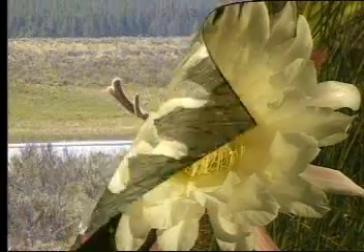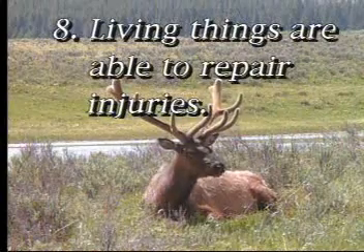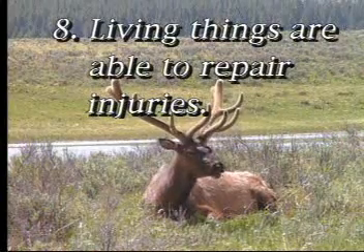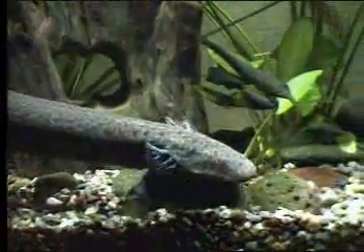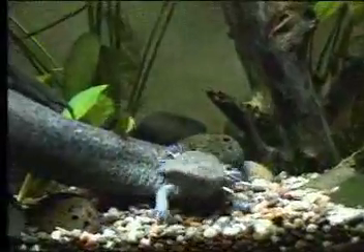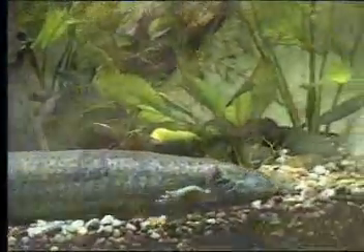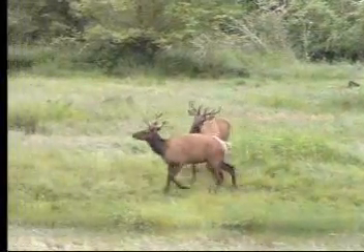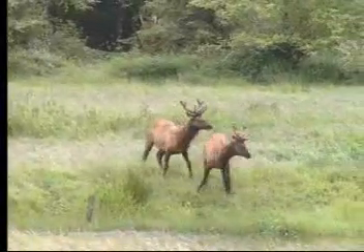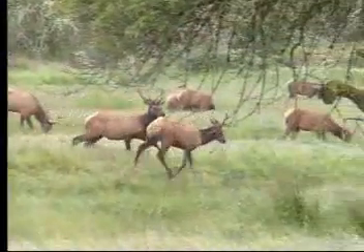An eighth characteristic of living things is that they are able to repair injuries to themselves, provided the damage is not too severe. Some organisms, such as this salamander, can actually regrow arms or legs that have been torn off. The world is a dangerous place, and without the ability to repair wounds, huge numbers of creatures would die before they ever reach adulthood.